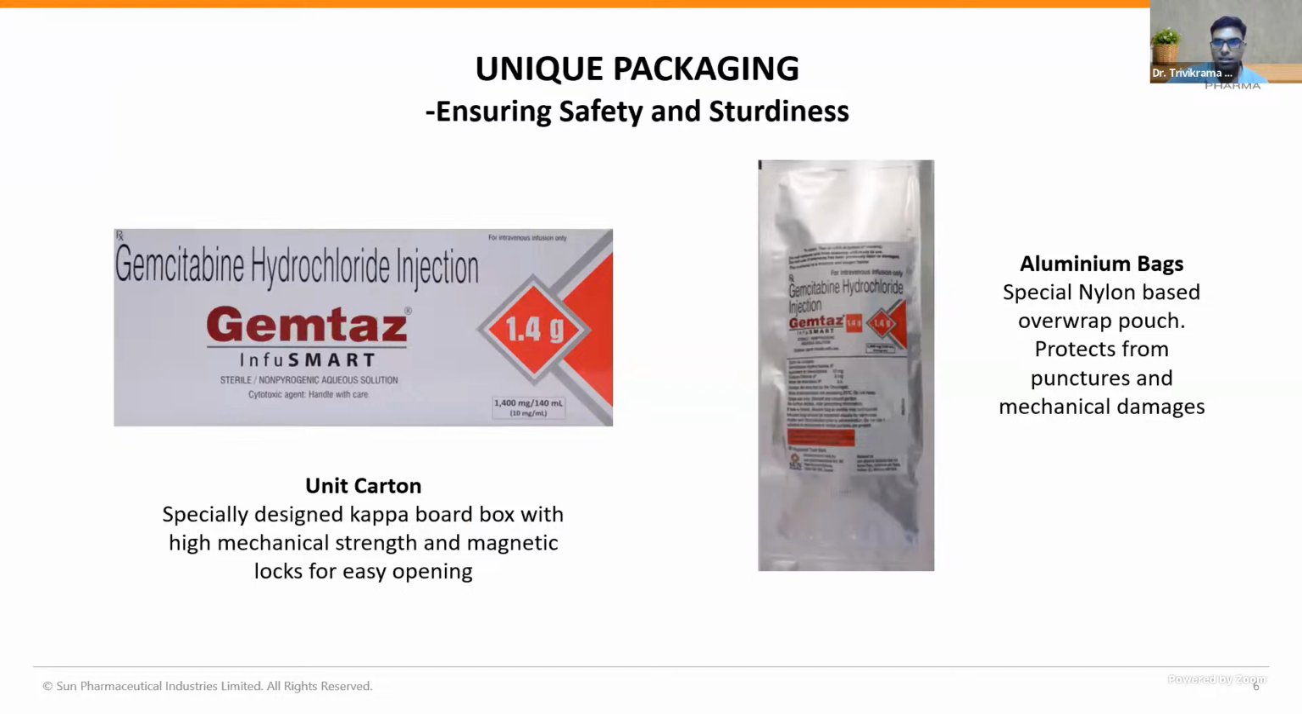The package is very unique, which ensures safety and sturdiness. This is the outer carton, specially designed with a Kappa board box made of fibers with high mechanical strength and magnetic locks for easy opening. Inside this carton, we have an aluminum bag, a special nylon-based overwrap pouch, which protects the bag from punctures and mechanical damage.